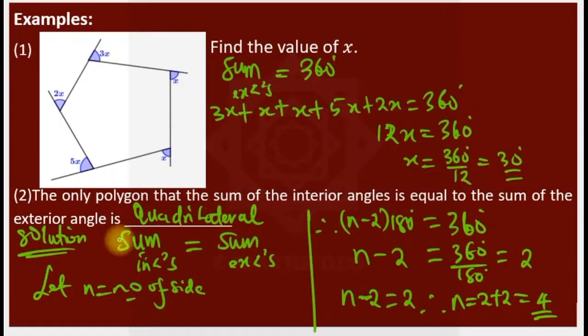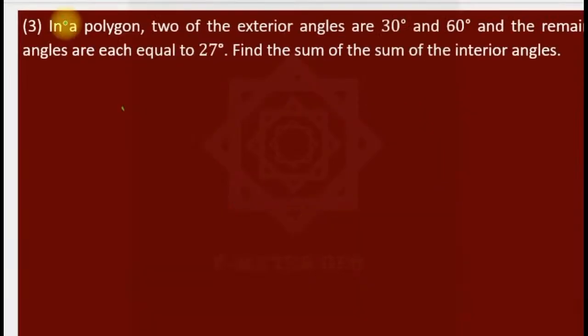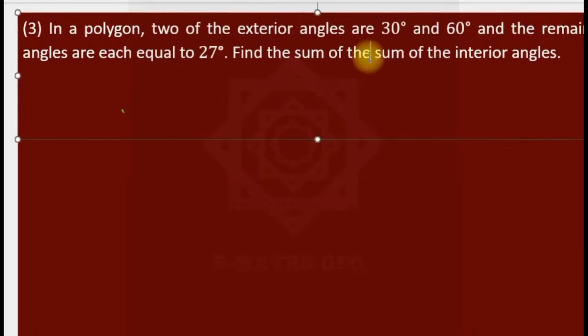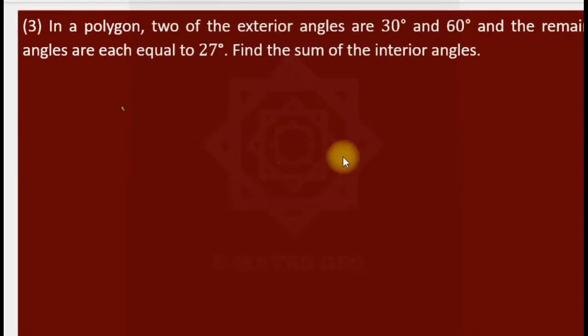So that's it. Okay, look at this technical question. We ask, in a polygon, two of the exterior angles are 30 and 60, and the remaining angles are each equal to 27. Find the sum of the interior angles. Okay, this is a technical one, but we can still solve it.